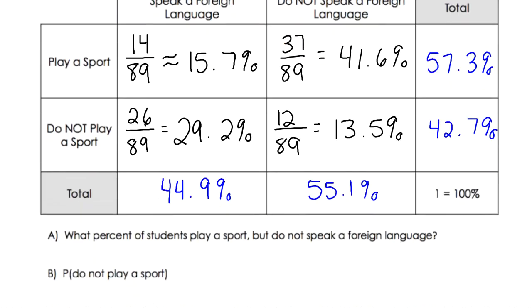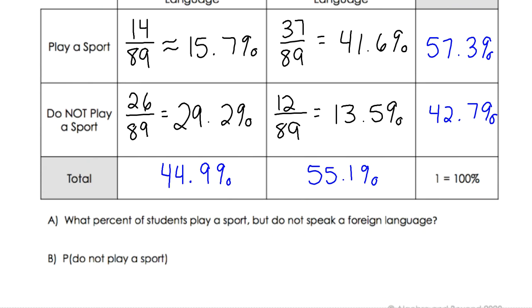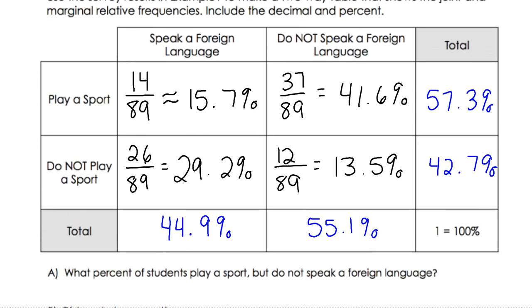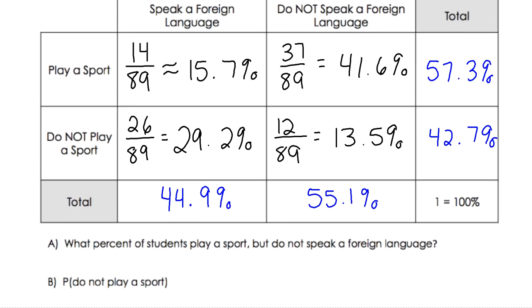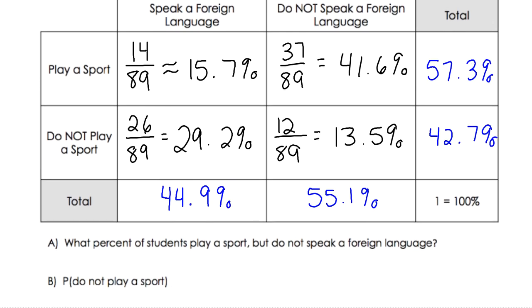So we're going to answer a couple questions about that table. The first one says, what percent of students play a sport but do not speak a foreign language? So if we look where play a sport and do not speak a foreign language come together, that's that top right box of our joints. So that would be 41.6%. So the nice thing about these is we've already converted them into percents or probabilities, so we don't have to do a lot of math here.